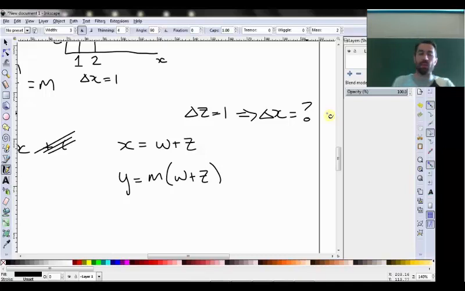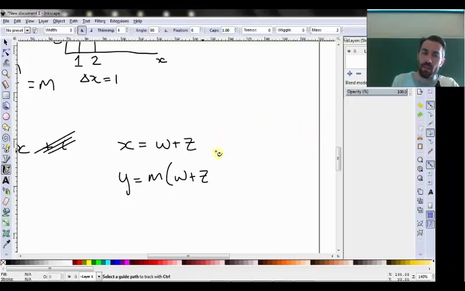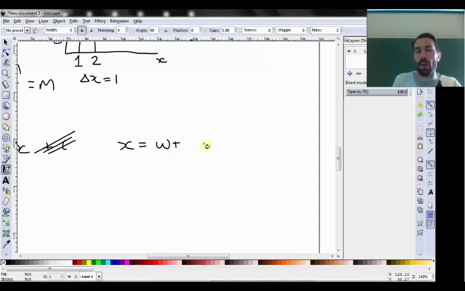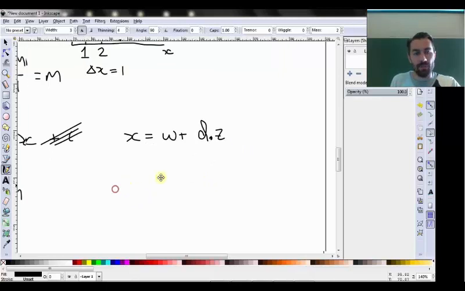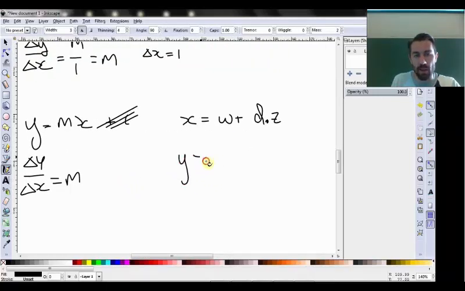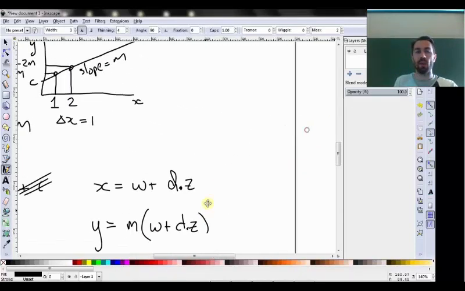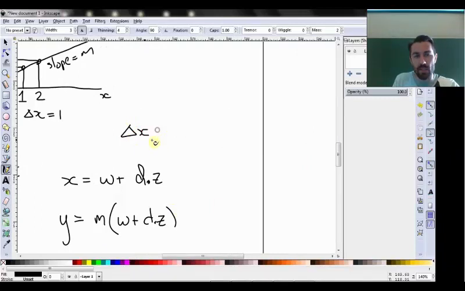Okay, let me write this slightly differently. X equals w plus little d times z. Okay? Now, I'm going to tell you that y is equal to m times w plus little d times z. Okay? Now, if I change x, what is my change in y?